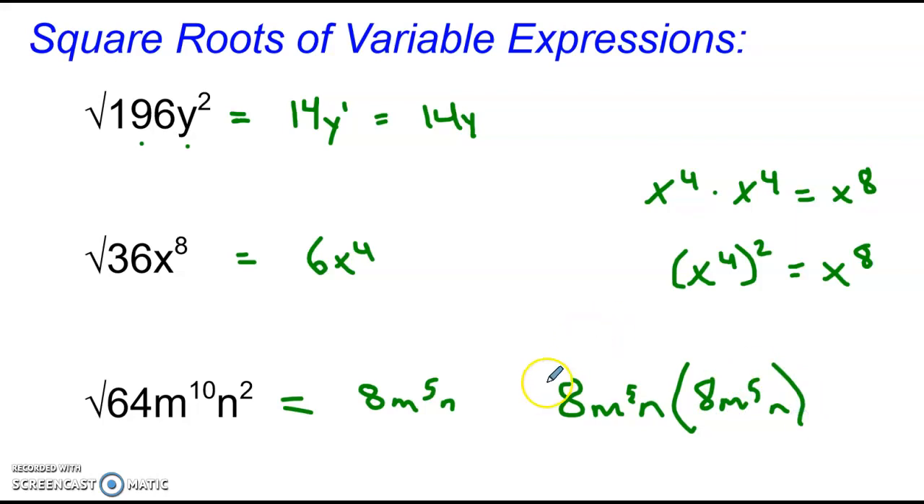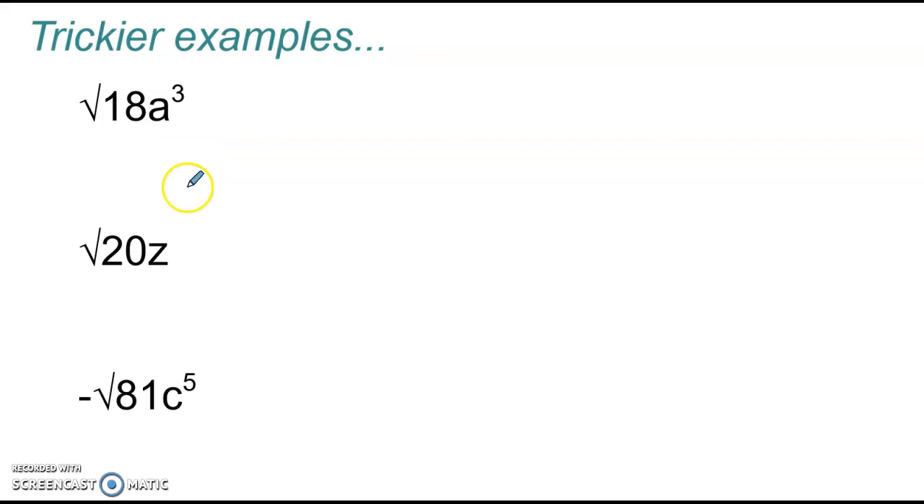And what's going to happen here? Well, 8 times 8 gives us the 64. M to the 5th times m to the 5th gives us m to the 10th. And then finally, n times n gets you the n squared. So you see the connection there. Now, the last thing I want you to see with this, we'll just do one of these for now, is that sometimes the numbers won't be perfect squares, and the variables will have exponents that aren't even. So how do we simplify that?